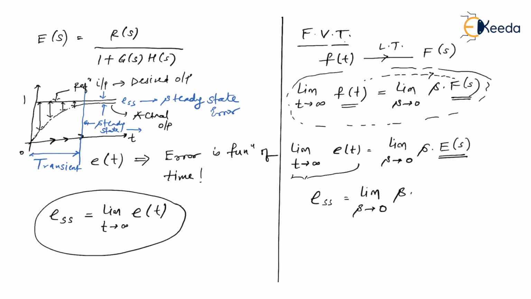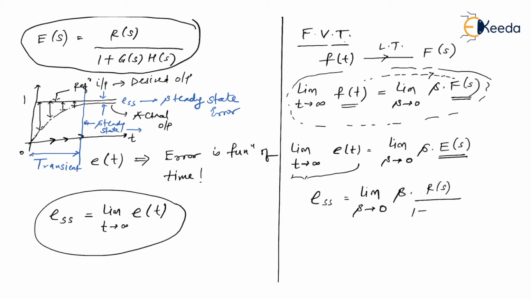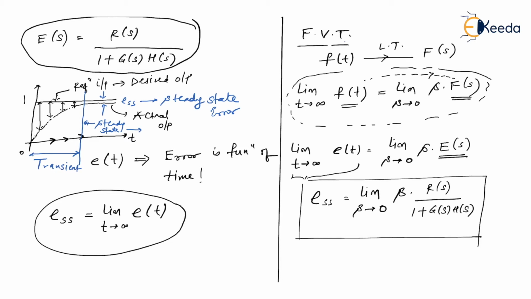And you know what? E of s I have already derived here. So let me just copy that value here. So s into R of s upon 1 plus G of s into H of s. So this is nothing but the steady state error value. So let us discuss this formula now. ESS is always equal to limit s tends to 0 s into R of s upon 1 plus G of s into H of s.